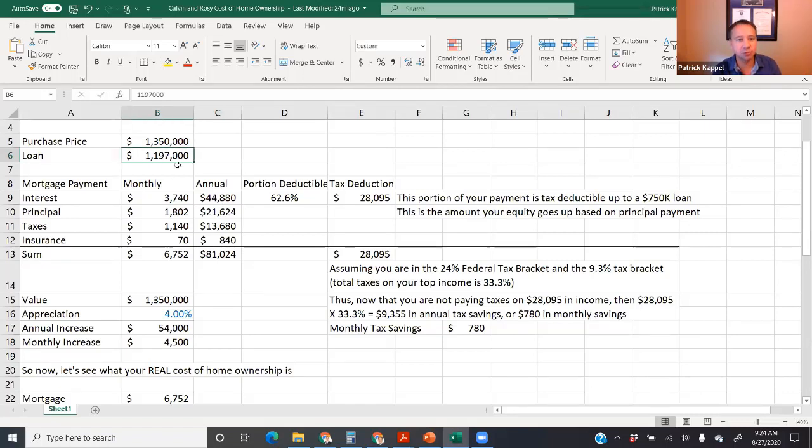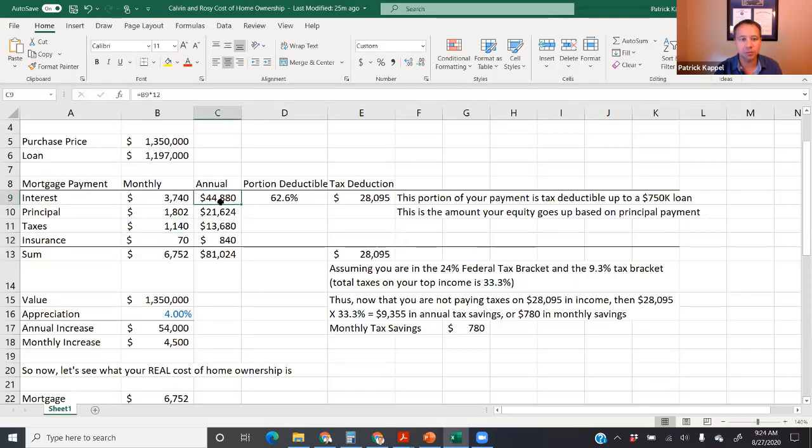So let's break down this mortgage. Let's break down this $1.1 million mortgage. The monthly interest payment was $3,740. The principal payment, $1,802. The taxes, $1,140, and the insurance, $70 a month.